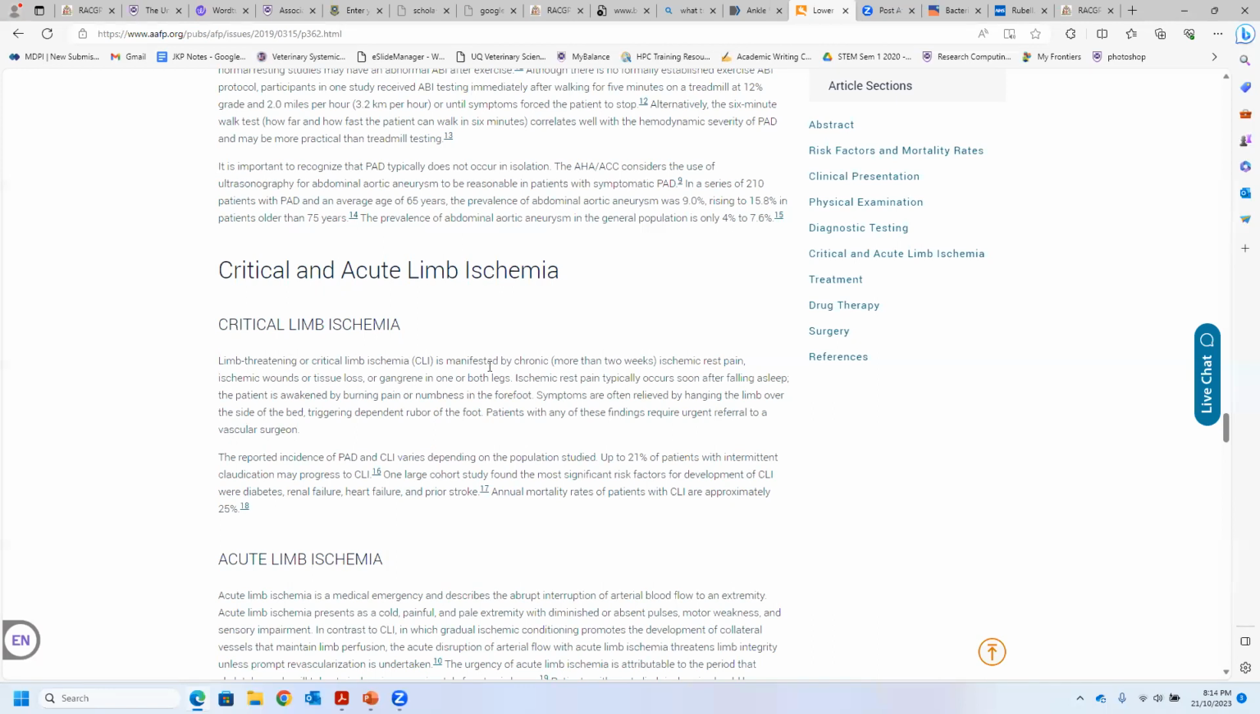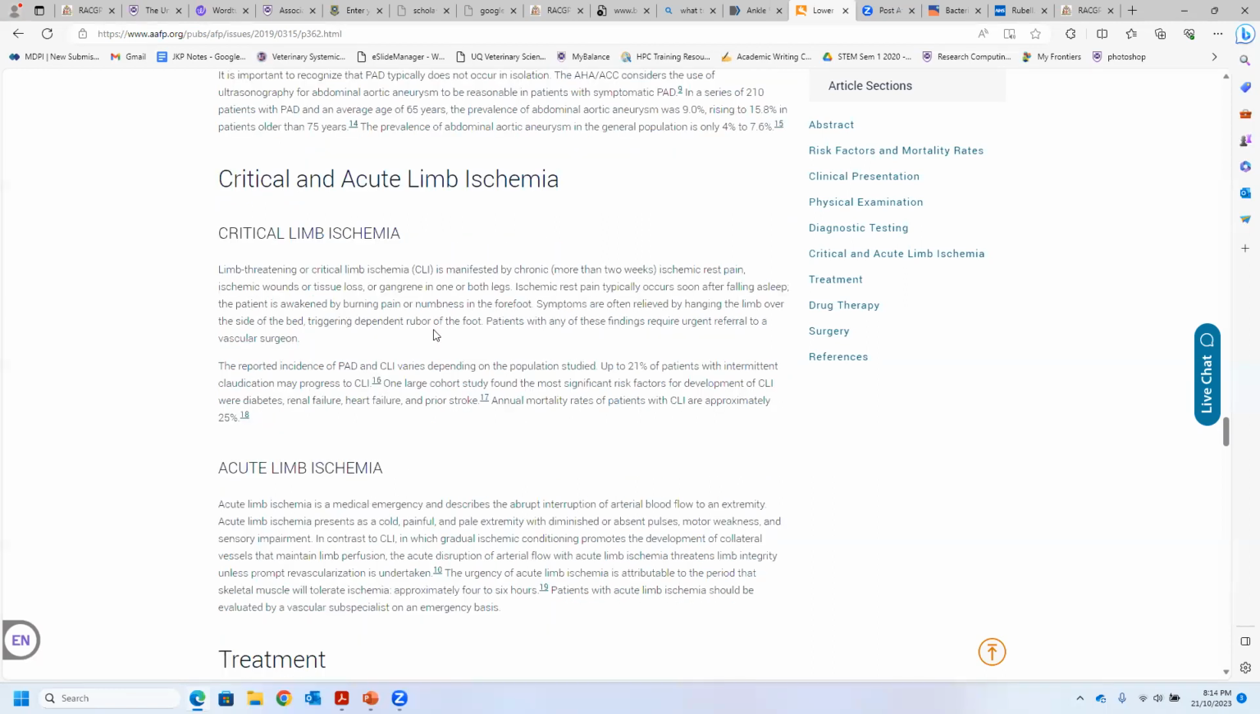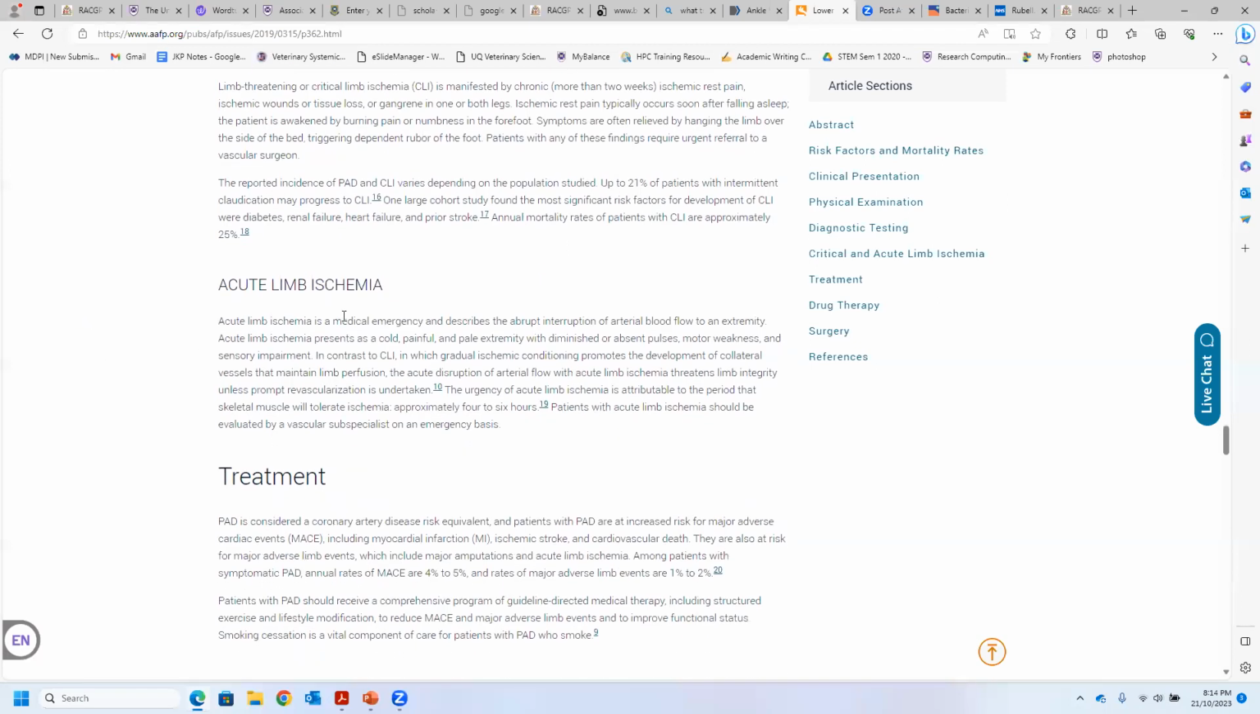Limb-threatening or critical limb ischemia is manifested by chronic ischemic rest pain for more than 2 weeks, which is not intermittent anymore. It is constant pain, all right? Ischemic rest pain occurs soon after falling asleep, and the patient is awakened by burning pain and numbness in the foot. Symptoms are often relieved when a patient hangs the limb on the side of the bed, triggering the dependent rubor of the foot. Urgent referral to the vascular surgeon is required.